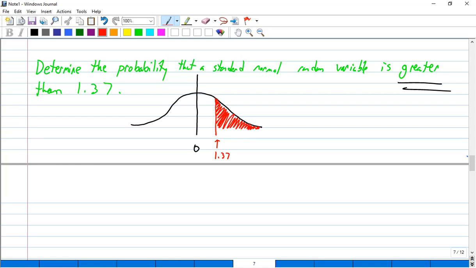So what do our tables give us again? They give us the area. If we look this up in the table, if we look at 1.37, it's going to give us the area, all of this from the left all the way to that number. So if I look up in the table, it's going to give us all of this stuff here.